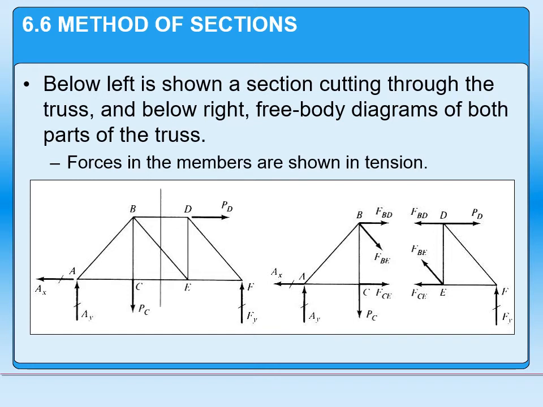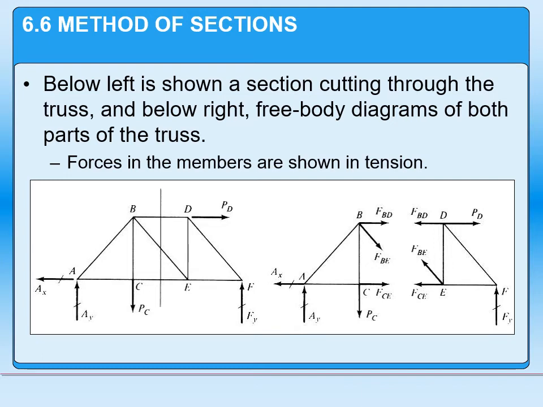Take a look over here. We have section ABC. Where we had member BD, we replace it with force BD. Where we had member BE, we replace it with force BE. And where we had CE, we replace it with force CE. All of these forces are aligned with the members, because keep in mind, all of the members are two force members. All right, so if BD was a horizontal member, then F BD is a horizontal force. F CE, horizontal force. CE, horizontal member. Whatever angle BE acts at, F BE is going to act at that same one.